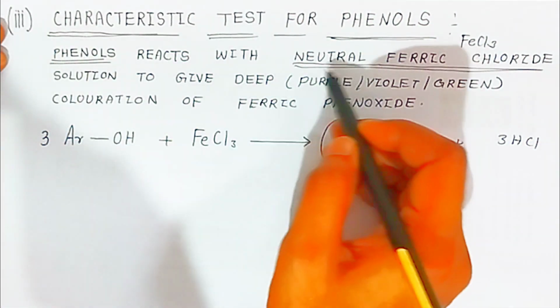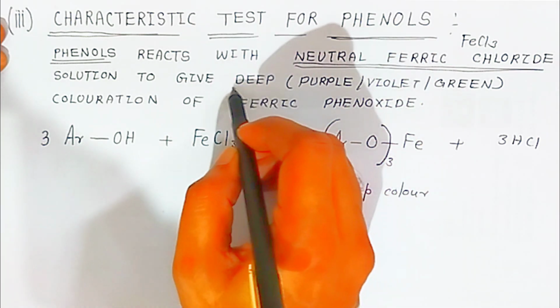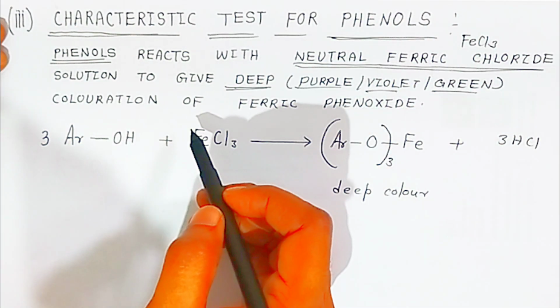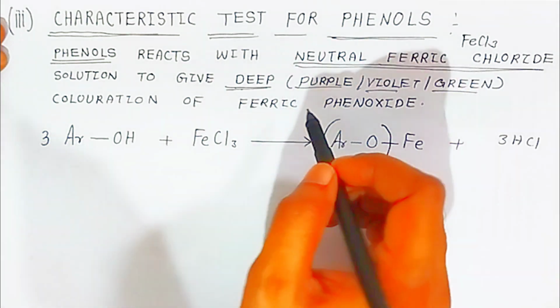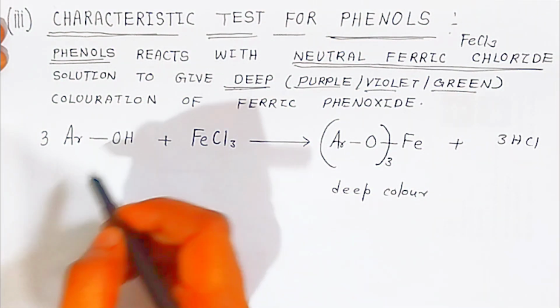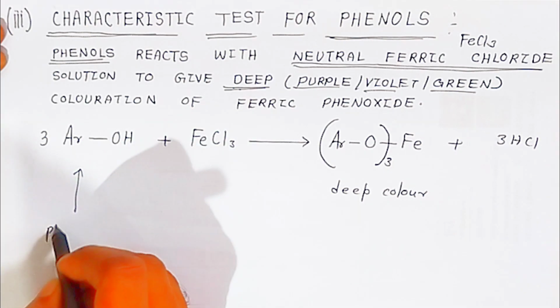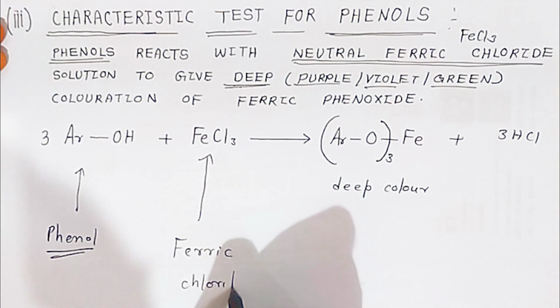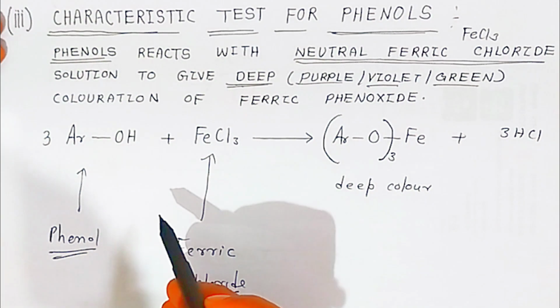All phenols react with ferric chloride to give a deep color, that is, the color may be purple, violet or green. This test shows that phenol is confirmed. Understanding, students? This is the Ar-OH, that is, aromatic hydroxide, which we call phenol. This is phenol, and this is called ferric chloride. This is the characteristic of this test for phenols.